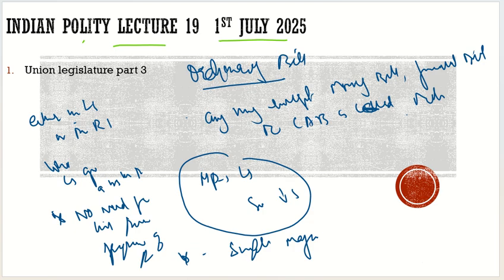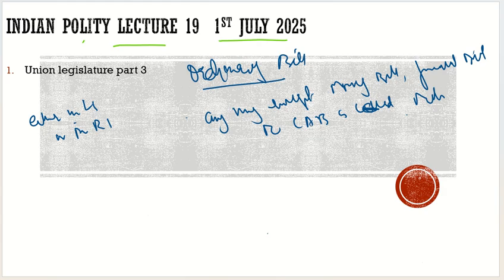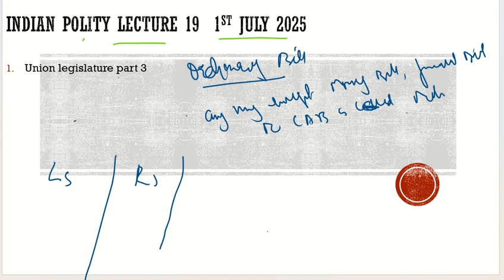Now let's see what will happen to this bill if it is passed in the Lok Sabha and is not passed in the Rajya Sabha. Let us make a little pictorial representation of it so that it will fit in your mind. Suppose this is the Lok Sabha, this is the Rajya Sabha. With respect to an ordinary bill, do we need the prior approval of the president? No, this is not needed.